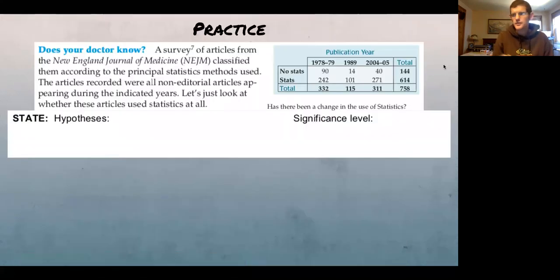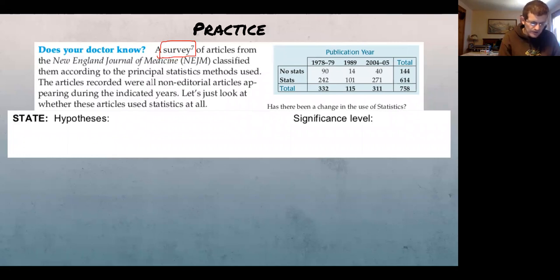So having gone through the overview of the chi-square test for homogeneity, let's go ahead and do this more in a formal way. Okay, a survey of articles from the New England Journal of Medicine classified them according to the principal statistics methods used. The articles recorded were all non-editorial articles appearing during the indicated years. Let's just look at whether these articles use statistics at all. So this is a survey of articles. It's important to point that out. We're not saying these are all of the articles.